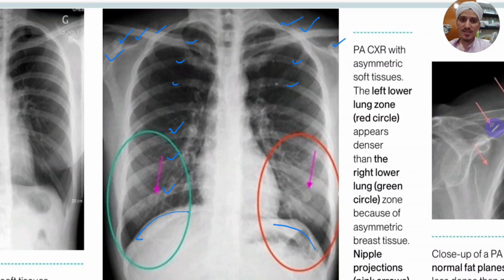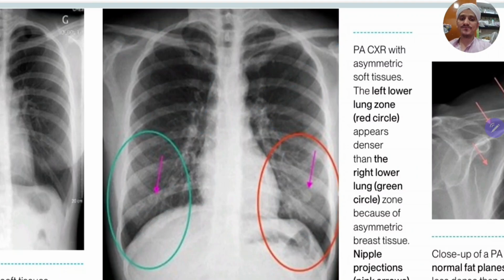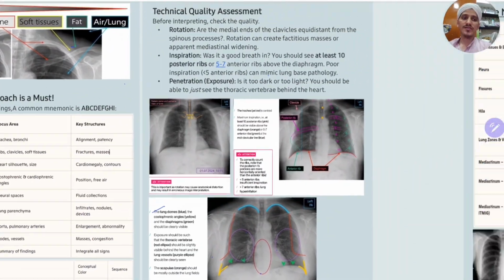You can see this is the right hilum, and this is the left hilum, and the angle is like this. And as I said, the lower zone vessels are normally larger and denser than the upper zone vessels. Now we'll move forward. We'll see different X-rays.